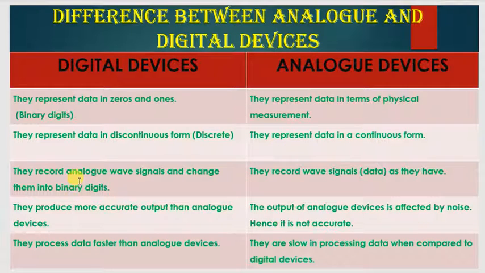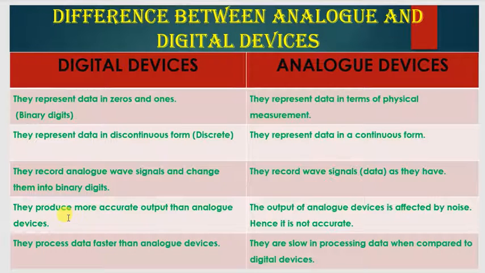The next one, digital devices record analog waves and change them into binary digits. As we saw in our image, the computer was able to change analog waves into binary digits or digital data. But with analog devices, they record waves or signals as they are. When you talk through a microphone, the sound that comes from your mouth, that's how the devices will accept it. So they accept data or waves in the form in which it comes.